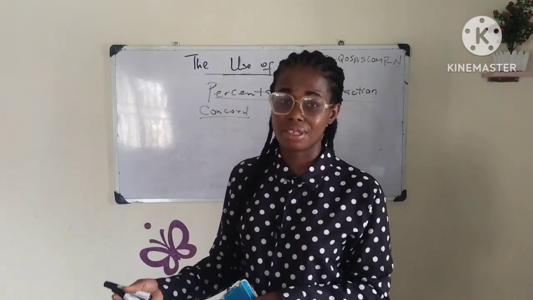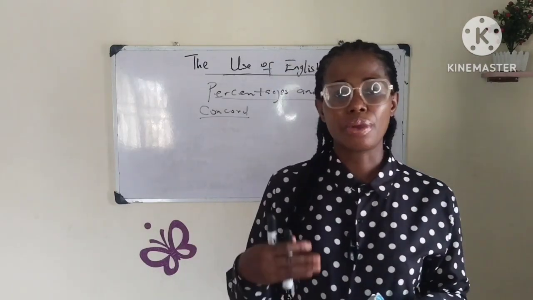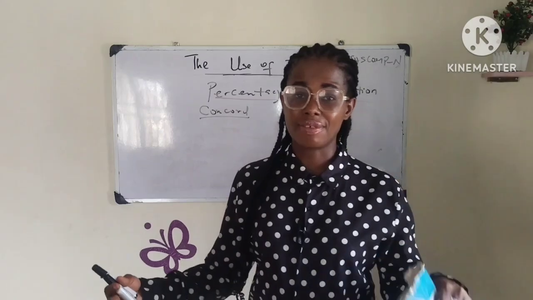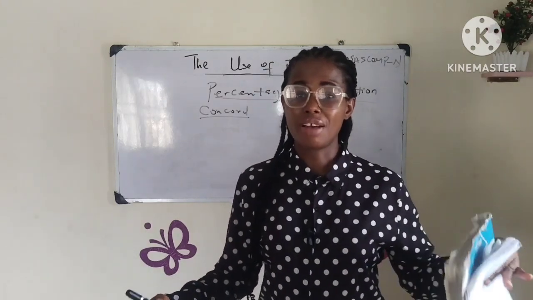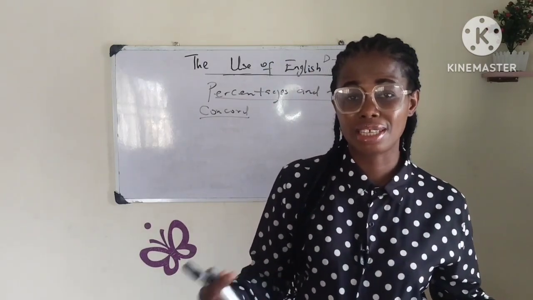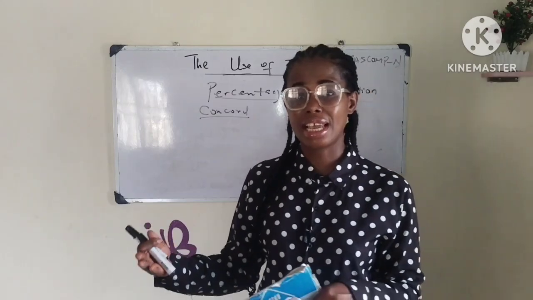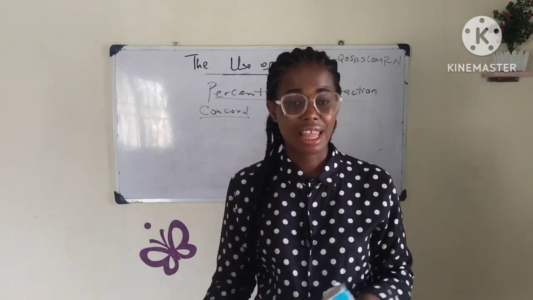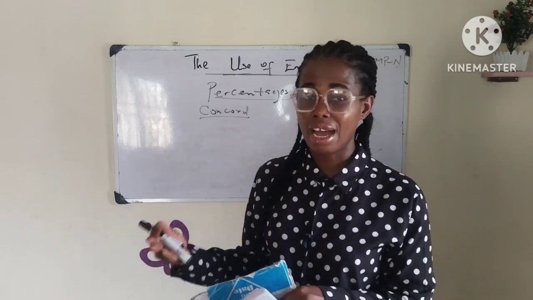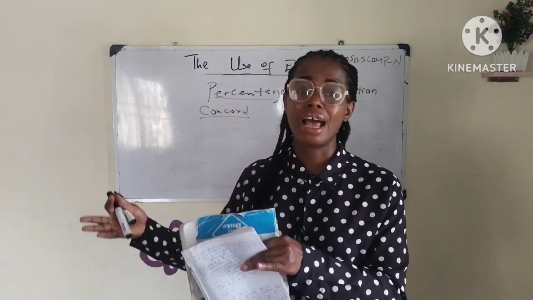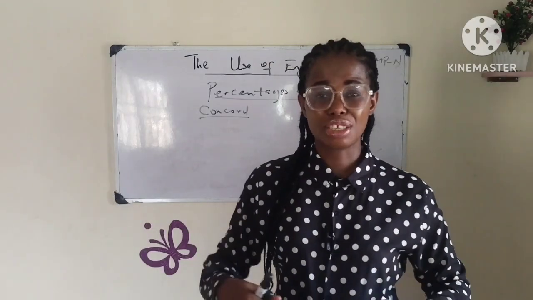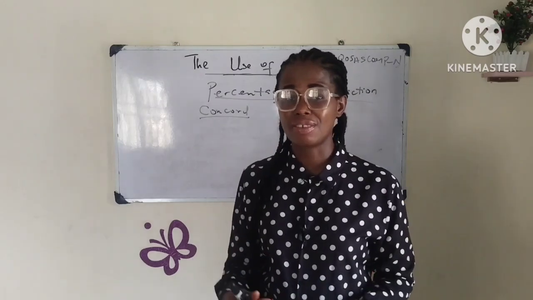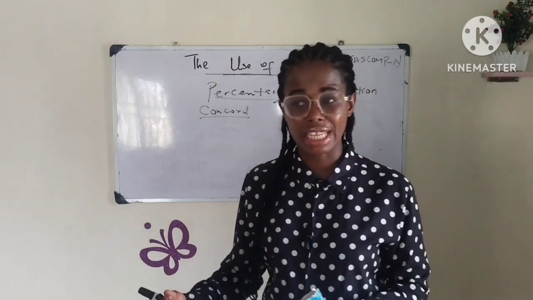Half of the students are absent today. Now we have students coming after half. Students here is plural, so I have to use a plural verb in the sentence, are. Half of the students are absent today. So your attention should be on the noun that comes after the fraction or the percentage.